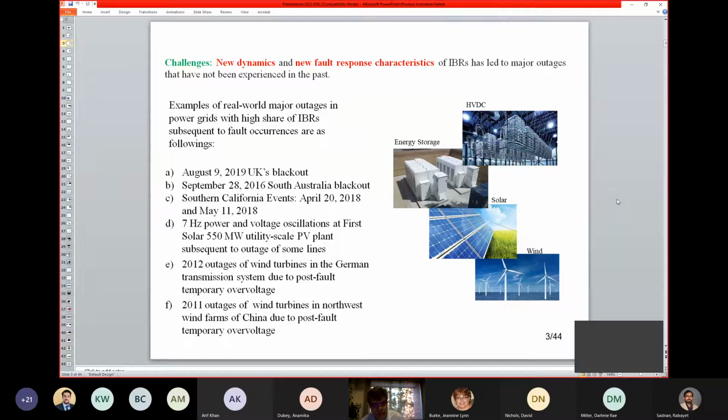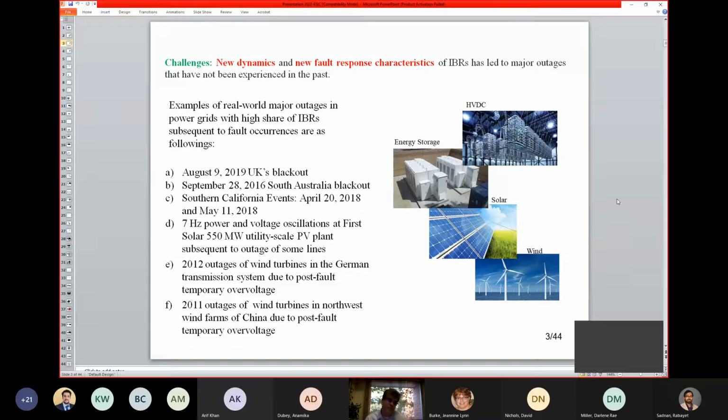7 hertz power and voltage oscillation at a First Solar utility-scale PV power plant. Basically it happened when a fault occurred in the system and some of the lines went out, then the system became weaker. So the controllers were not designed for such a weak power grid. Then they had the oscillation and the outage of the utility-scale PV power plants.